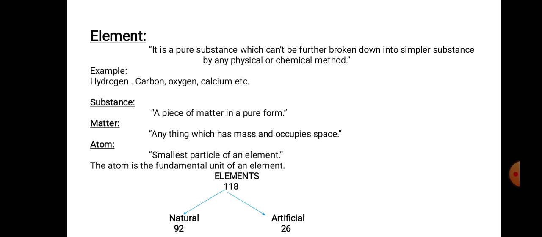Now, I hope you understand what is element, a pure substance which cannot be further broken down into simpler substance. It means element is the simpler substance which cannot be further broken down. In a periodic table, we have total 118 elements, out of which 92 are naturally occurring elements, whereas 26 are artificially prepared in the laboratory.